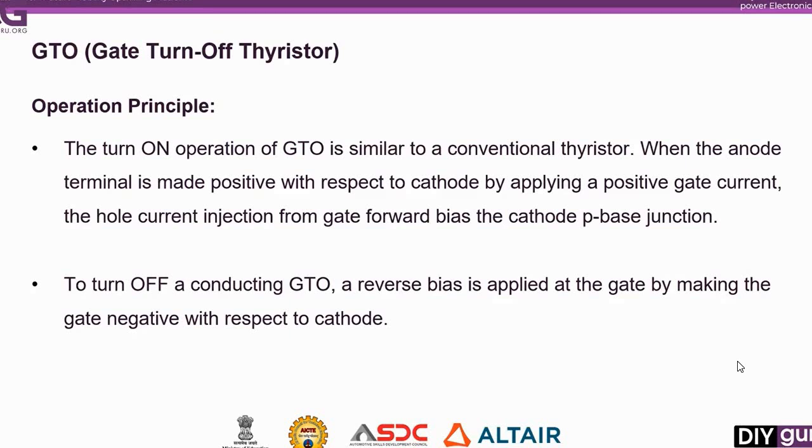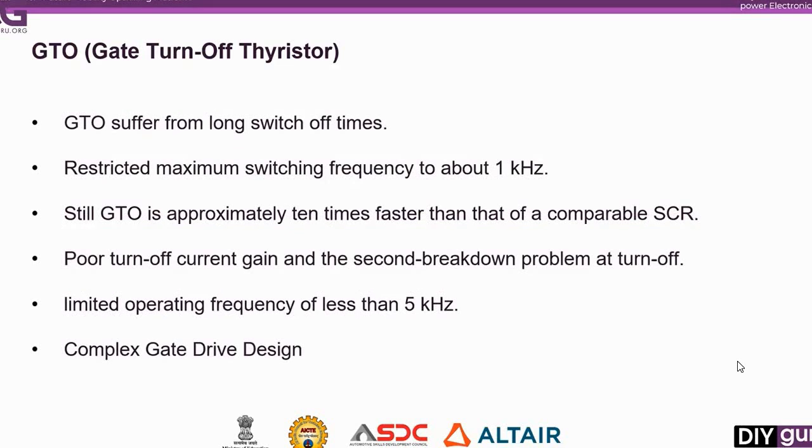The GTO thyristor suffers from long switch off times, whereby after the forward current falls, there is a long tail time where residual current continues to flow. This happens until all the remaining charge from the device is taken away. This will restrict the maximum switching frequency to about 1 kilohertz. It should also be noted, however, that the turn off time of a GTO is approximately 10 times faster than that of a comparable SCR. So they are still very fast compared to SCR, but again they are limited by something.